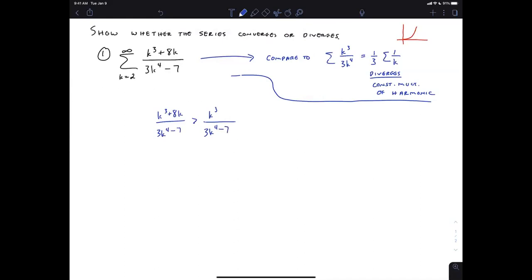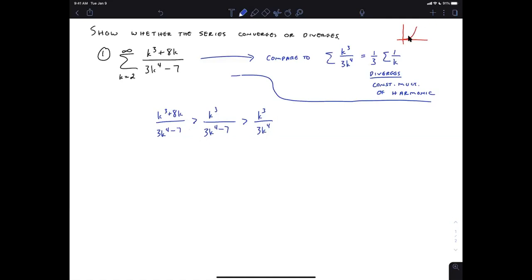We know that's true because the denominator is the same. The numerator here is k to the third plus 8k. This is just k to the third. So to go from here to here, the numerator got smaller, which means the fraction in turn got smaller. Denominator stayed the same. So now, if we then say that's bigger than k to the third over 3k to the fourth, we know that's true because this denominator is smaller than this one and the numerators are the same and everything's positive. And so we do know that this is bigger than this.